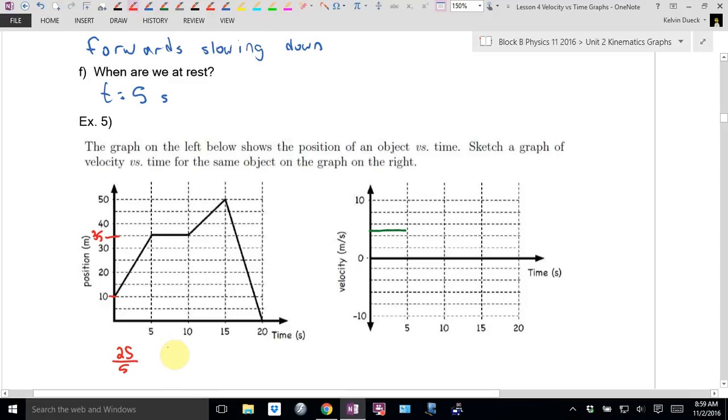What's happening between 5 and 10 seconds? At rest. Oh, let's use green, Mr. Duick, since I've kind of gone with green. So that would be at rest, a line 0 high.